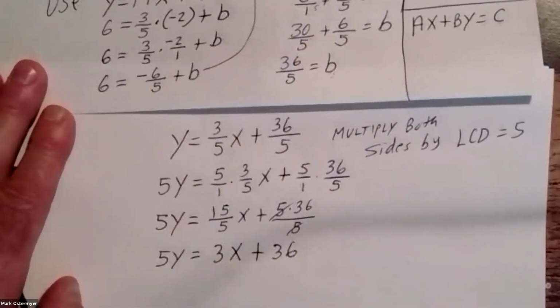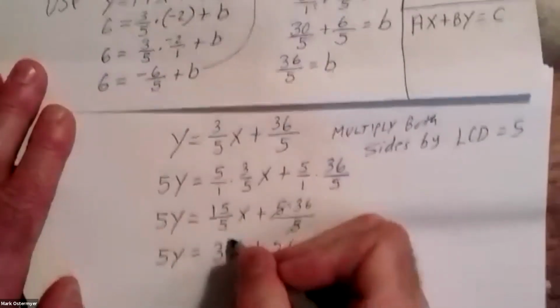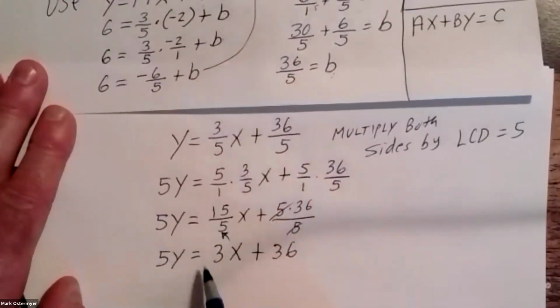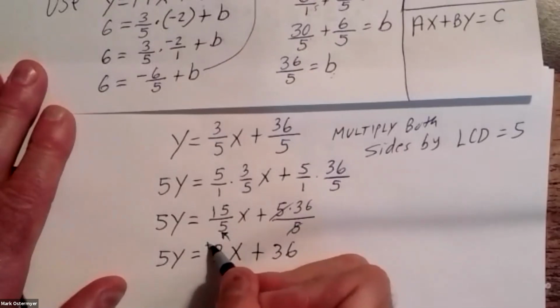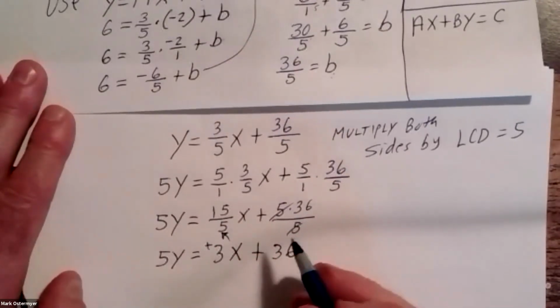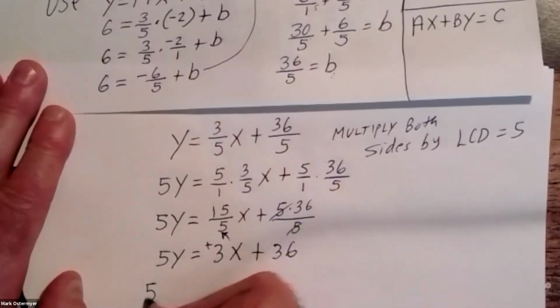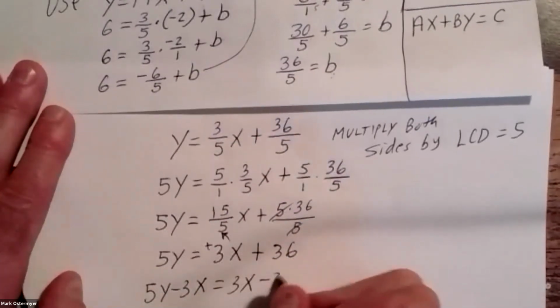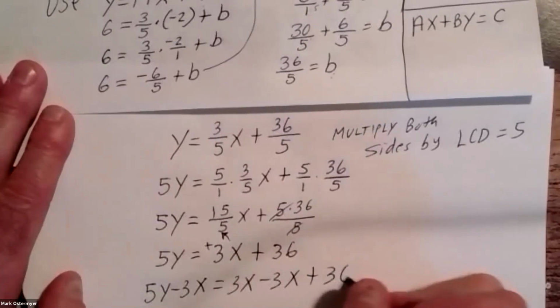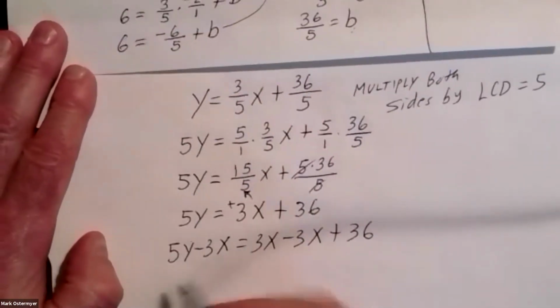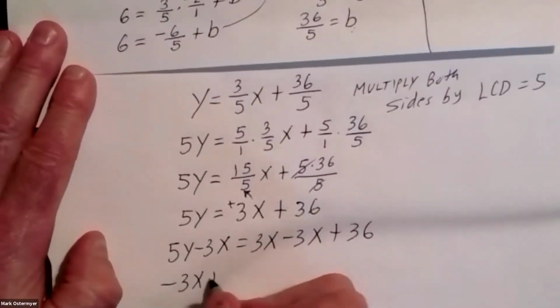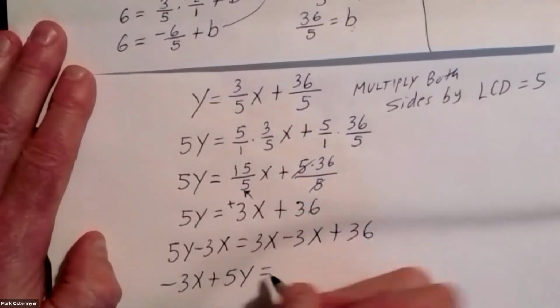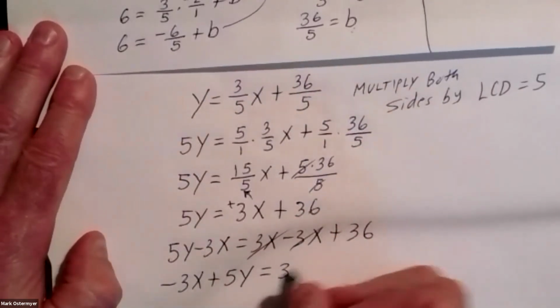One last move to getting this in the standard form is we got to move this 3x over to the left side to join the 5y. How do we move a positive to the other side? We subtract it. We got to minus off 3x from both sides. 5y minus 3x, I'm going to spin it around because I want my equation to be in strict standard form. The 3x's drop out on the right, leaving me 36.